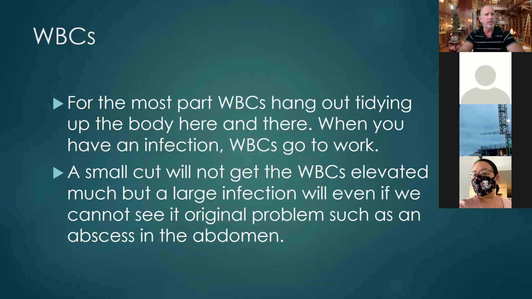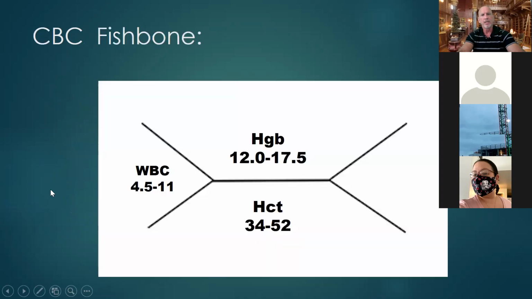Mostly white blood cells just hang out, eating up all the bad things and all the infections in your body. In fact, I teach that module. I'm going to teach you what each of the different components of the white blood cells are and how they operate. On the fishbone chart, it goes over on the left side here. And here you can see 4.5 to 11. That means 4,500 to 11,000 is how you would read that.